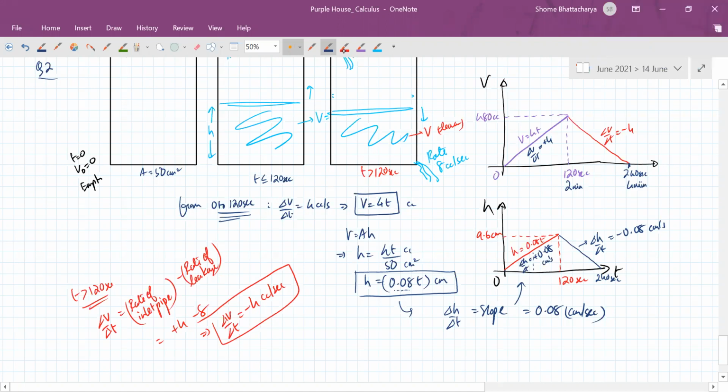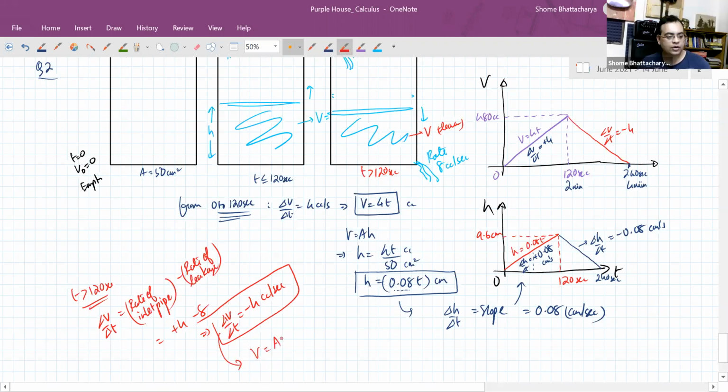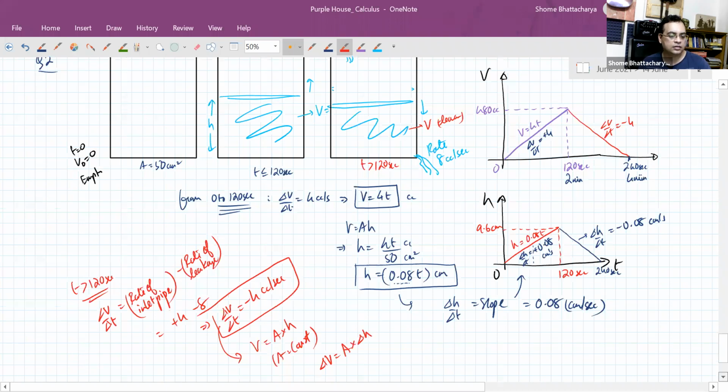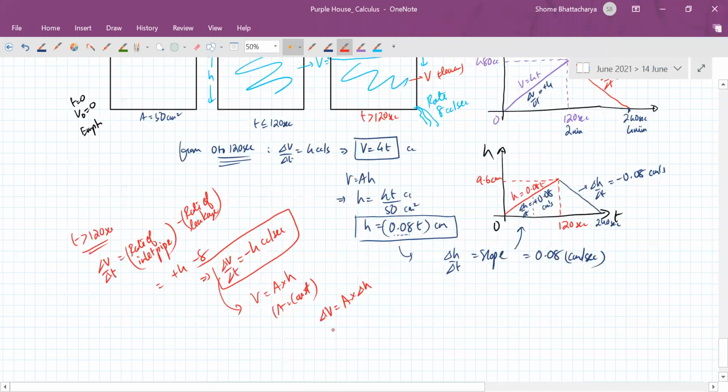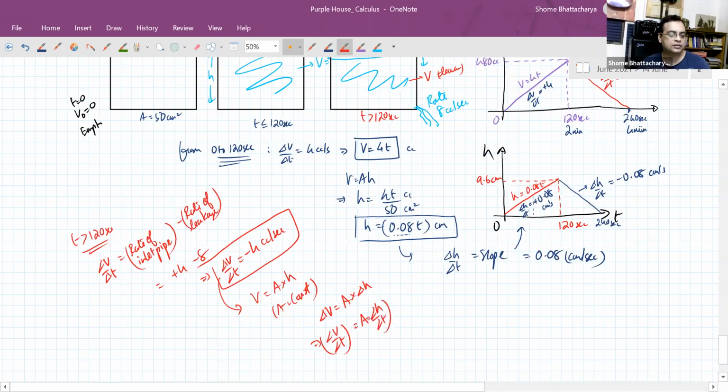So now I can directly see that volume is equal to area into height, but area is constant, remember. So I can directly relate this: any change in volume is equal to that constant area multiplied by the equivalent change in height. So the relationship between these two is that delta V by delta T is equal to area times delta H by delta T. Okay. So delta H by delta T is going to be 1 upon A times delta V by delta T. That's another way to show it.